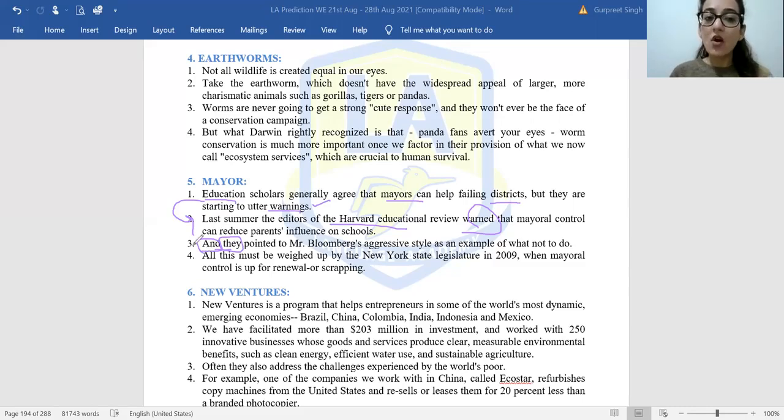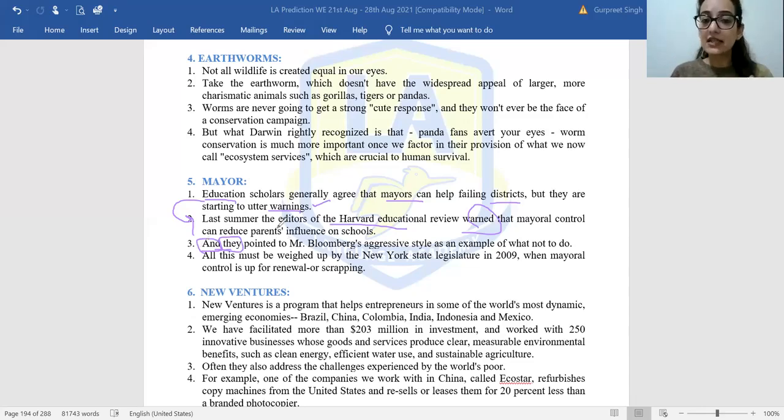So why cannot and come after the first sentence? It's no story going on. It's a general sentence. Mayors can help in something. And cannot come, and they pointed. There's no work going on. There's no story going on, and we cannot put and they pointed.